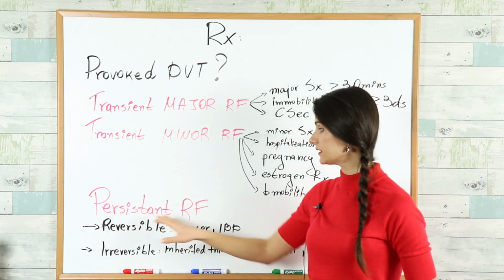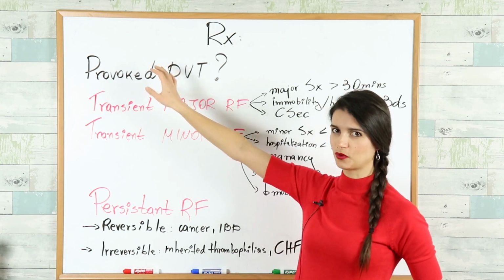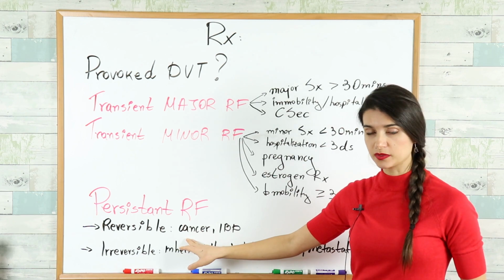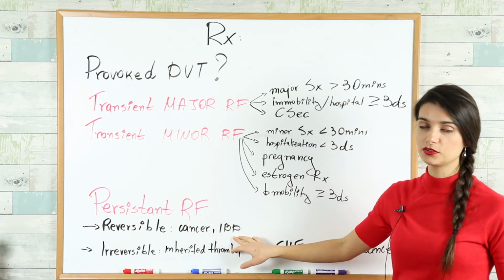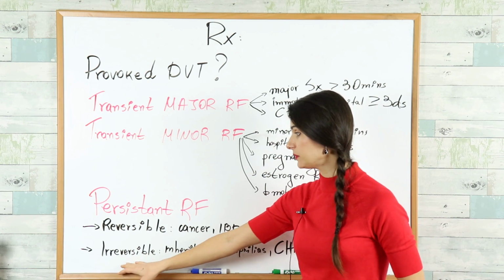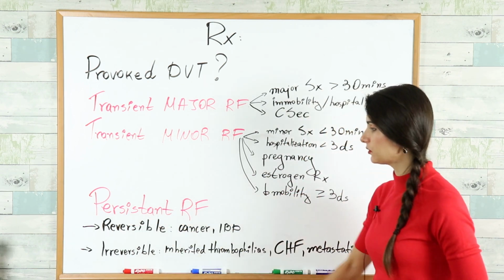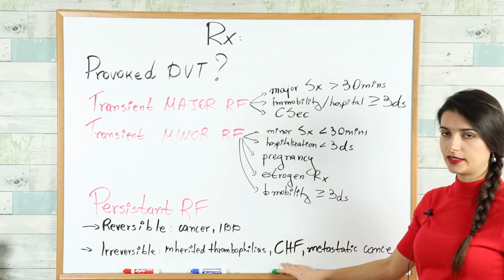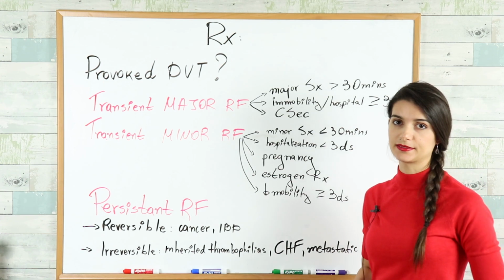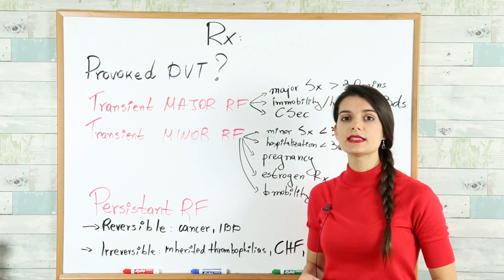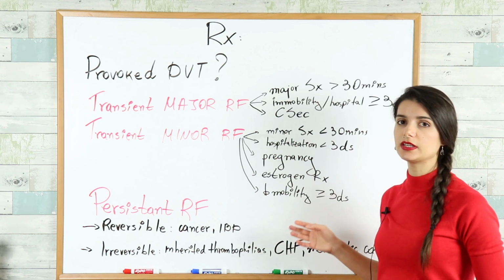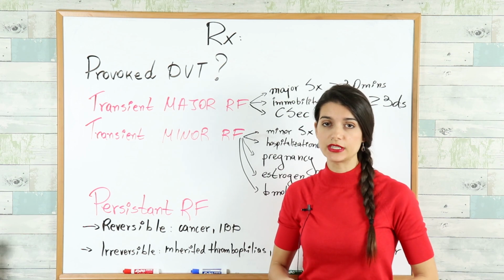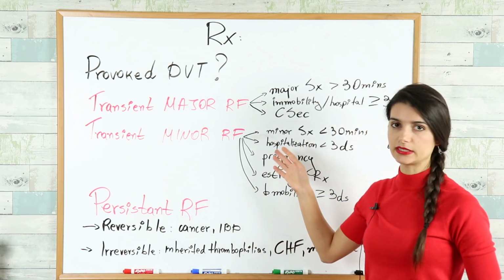And we have persistent risk factors that can cause provoked DVT, and they're reversible. Here are cancer, which is curable, and inflammatory bowel disease, which is also curable. And the irreversible persistent risk factors include the inherited thrombophilias that we discussed earlier, chronic heart failure, and metastatic end-stage cancer. Now, quickly to remind ourselves, when someone is on estrogen therapy, and especially when the OCP drugs contain progestin, which is the synthetic version of progesterone, there is an increased risk of DVT.